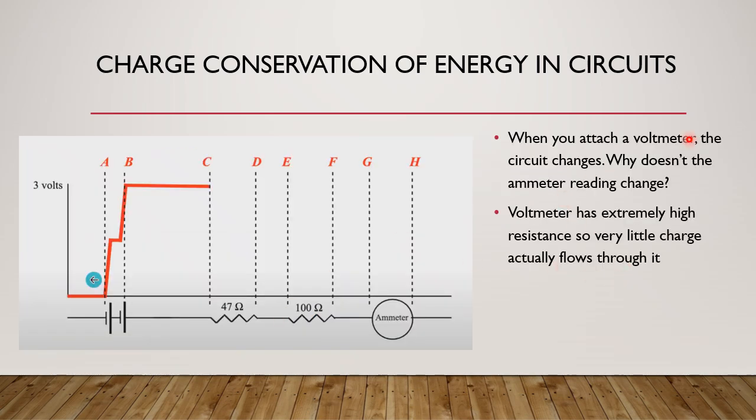And then if you look here, what happens when you attach a voltmeter? The circuit changes. Why doesn't the ammeter reading change? Well, that's because the voltmeter has extremely high resistance, so very little charge actually flows through it. So you're going to see this basically drop, and then drop even further. As we get to the ammeter, it will be almost 0.